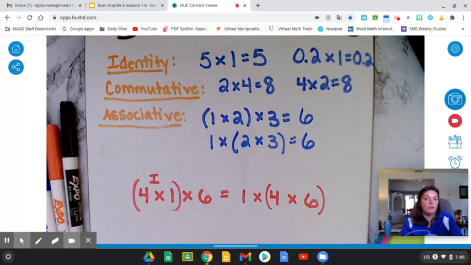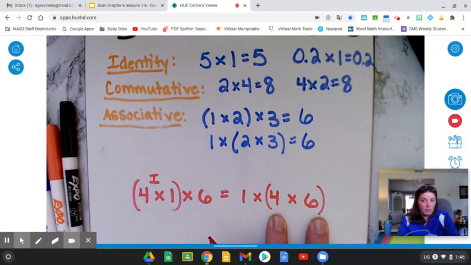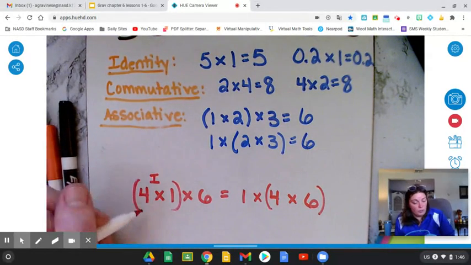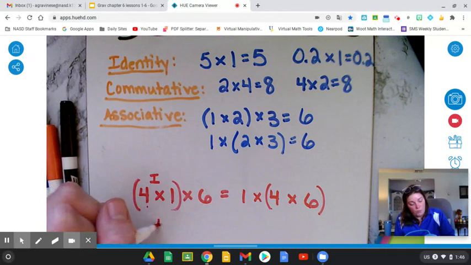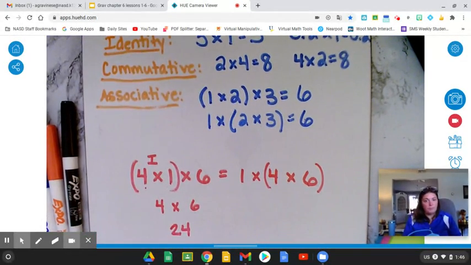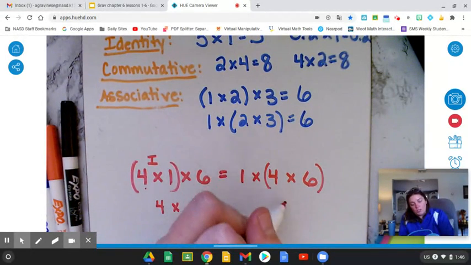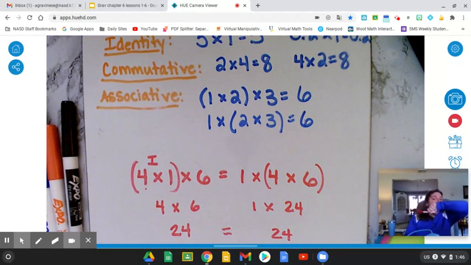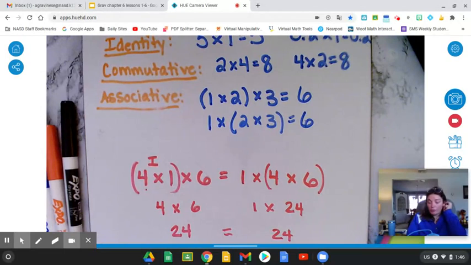That would be the commutative property. And then I've also gone ahead and changed the grouping. Here I grouped 4 and 1. Here I grouped 4 and 6. Now, no matter what, I'm going to get the same product, and I'm going to prove it to you. 4 times 1 is 4, and 4 times that 6 is 24. Over here, 4 times 6 is 24, times that 1 is still 24. So 24 is equal to 24.